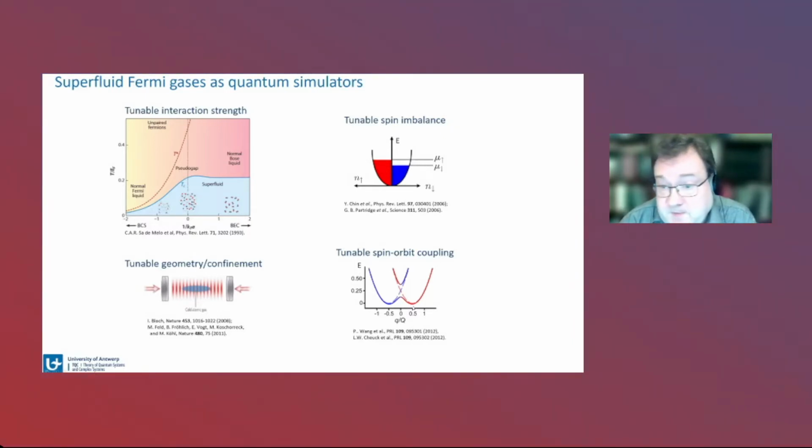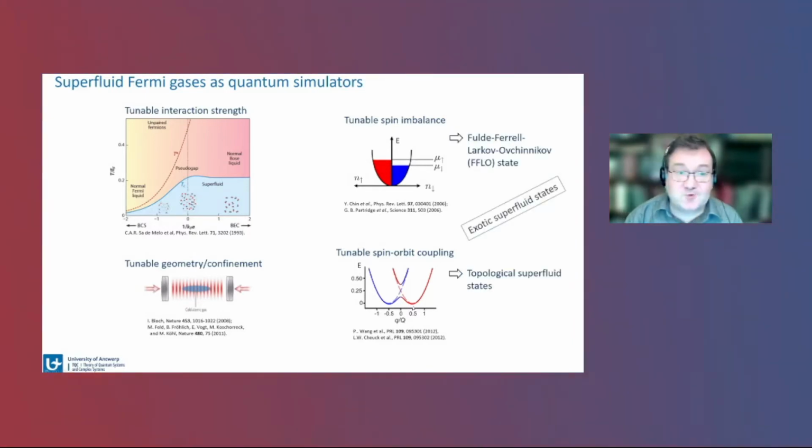Moreover, you can make the strength of this spin-orbit coupling tunable. And so people have been using this to try to create exotic forms of superfluidity in this system. If you think of the spin imbalance case, then you can try and create the FFLO state. Whereas if you add in also spin-orbit coupling, you can start looking for topological superfluid states.